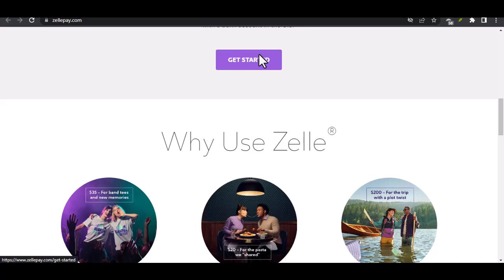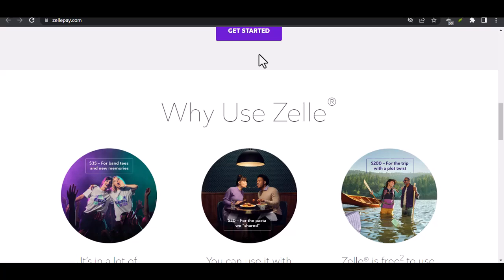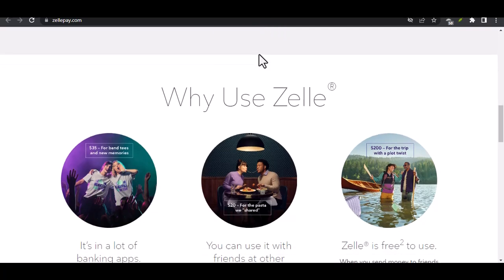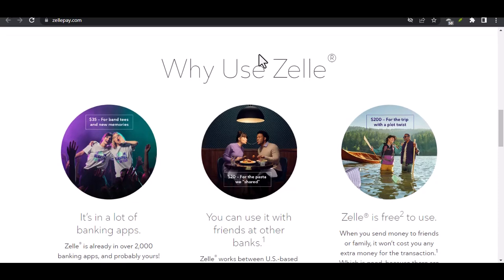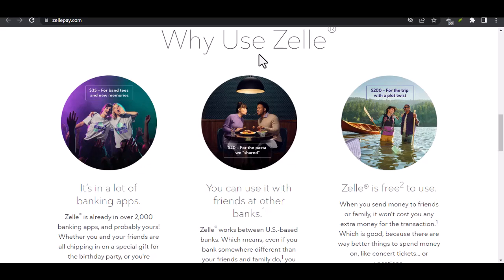Steps to attempt cancellation. Here are the steps you should take if you realize you've sent a Zelle payment to the wrong person. Contact your bank. The first thing you should do is contact your bank as soon as possible. Explain the situation and request a cancellation. Your bank may be able to initiate a chargeback or reverse the transaction, especially if you act quickly.